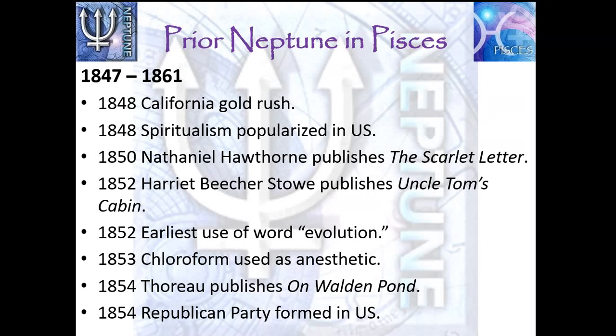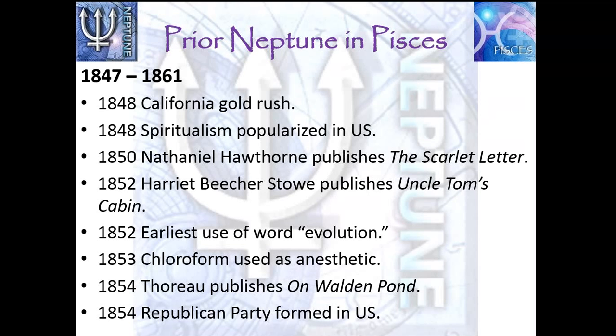There were several interesting books published. Nathaniel Hawthorne, The Scarlet Letter. Remember the adulterer and all of the judgments around that? Judgment being a Pisces-Virgo word. Harriet Beecher Stowe published Uncle Tom's Cabin, showing us the racism that was taking place in the U.S. with blacks as slaves. We saw the earliest use of the word evolution in 1852. Now that's a tidbit for evolutionary astrologers to remember.